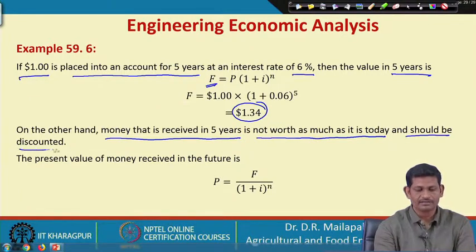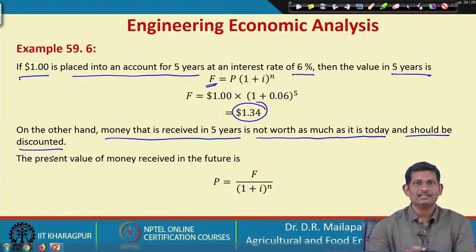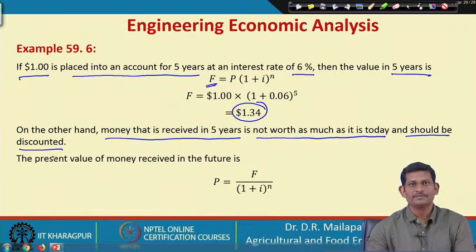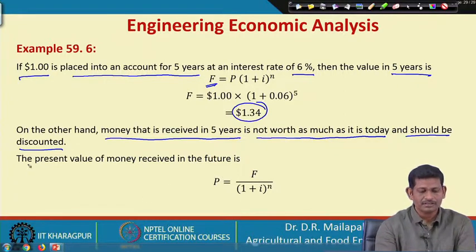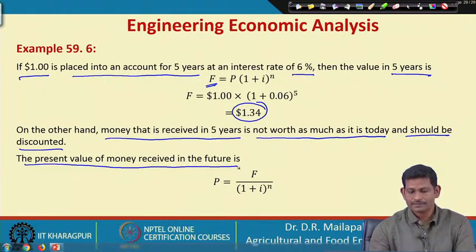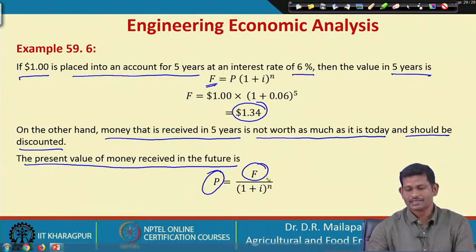On the other hand, money that is received in 5 years is not worth as much as today and should be discounted. I think in week number 11, lecture number 4, if you refer, we used the discounting factor. The same kind of concept will be used in irrigation also. So, the present value of money received in the future is the reverse. If you know the expectations in the future, you can also calculate what is the value in the present.